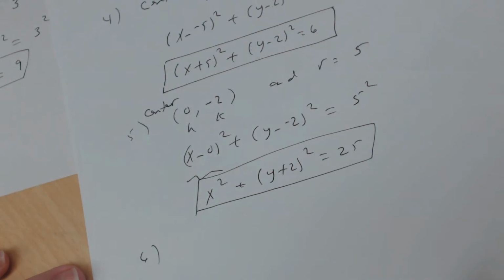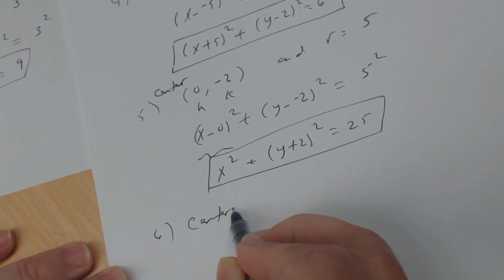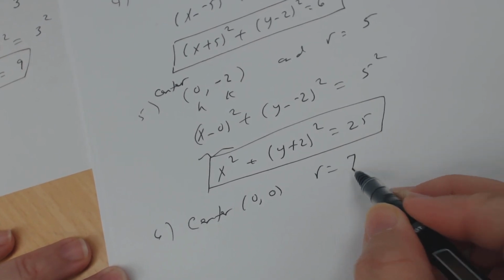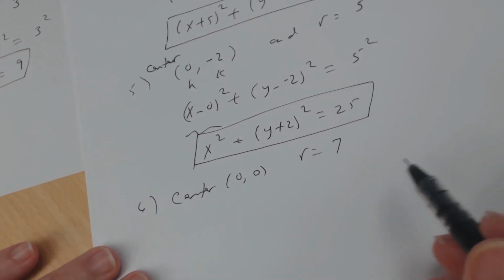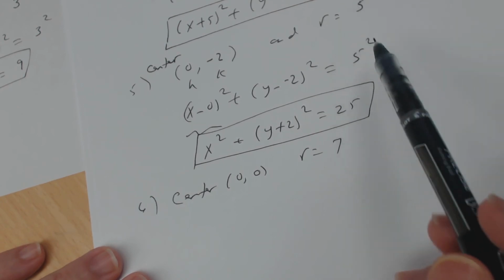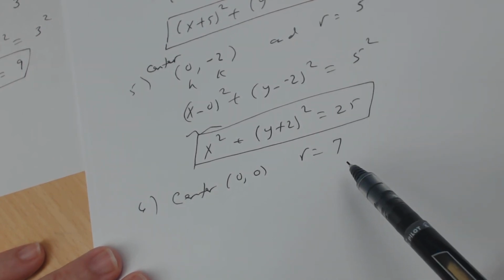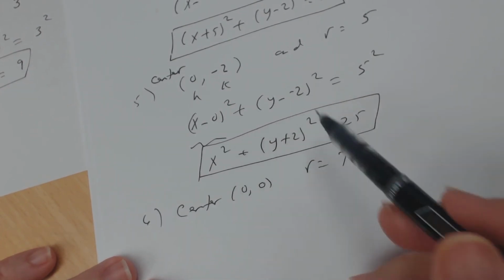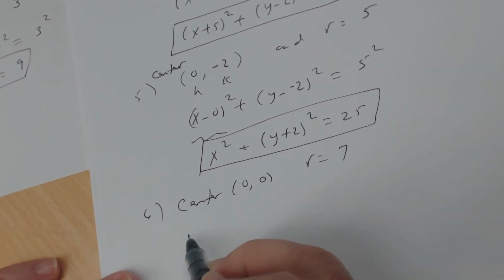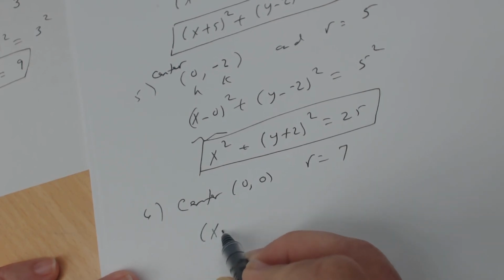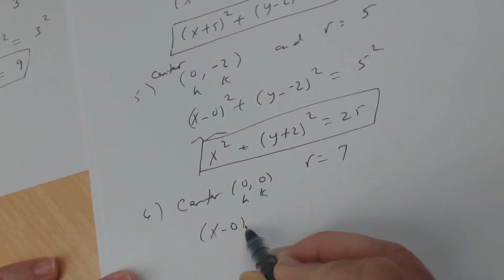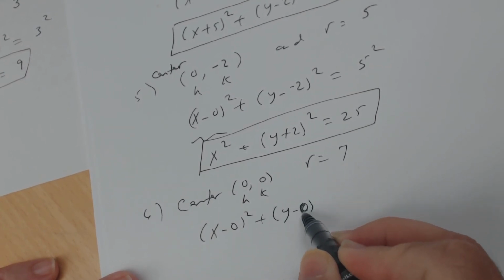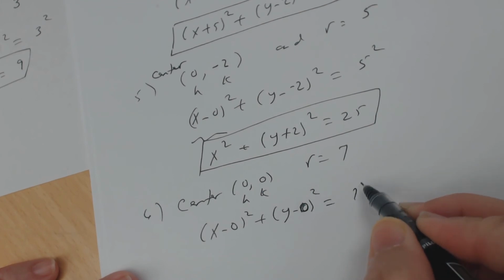Number 6, suppose the center is just the origin. Let's see what happens there. So suppose the center is just 0, 0, the origin. And suppose the radius is, let's say, 7. Now notice the radius is always positive because that's the distance. But some of your coordinates are negative because your point could lie anywhere in a plane. All right, so you're going to say x minus 0, remember that's your h, that's your k, so x minus h squared plus y minus k, 0 squared, so that's your k, equal 7 squared.